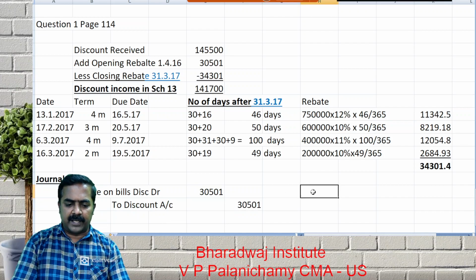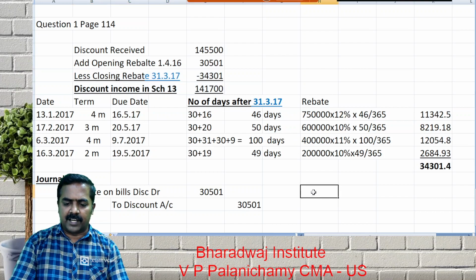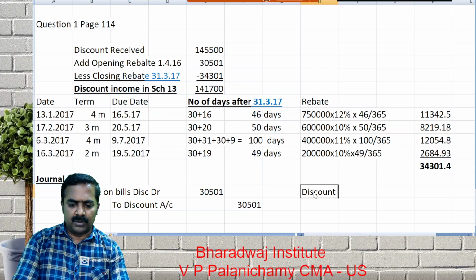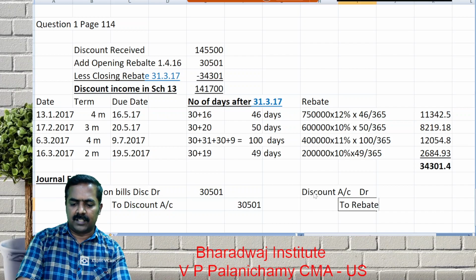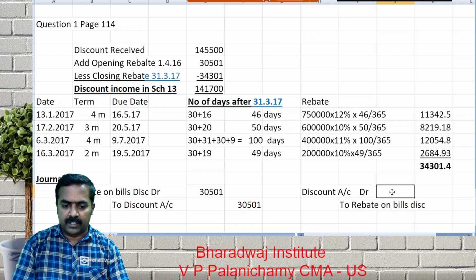For the closing rebate, very simple. The closing rebate is going to be eliminated. So what should we do? Discount account debit to which one? Rebate on bills discounted. Wait. I'll tell you one more thing, then you can copy. What is the closing balance? 34,000. 30,301.